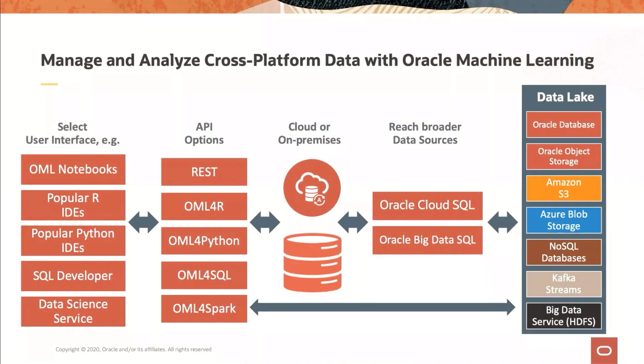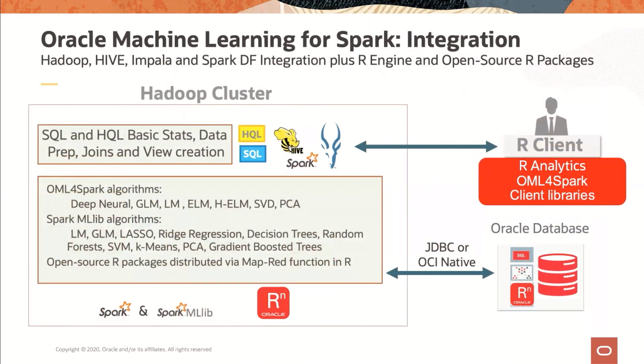In general, these are the components that we have for our platform. You see on the left-hand side, we have the user interfaces, the API options, on premises and the data lake component as well. When you think about the Hadoop cluster, basically the idea is working from an R client. So the machine learning for Spark client libraries get installed into an R session and are running on an R environment, either on your client or typically on an edge node.